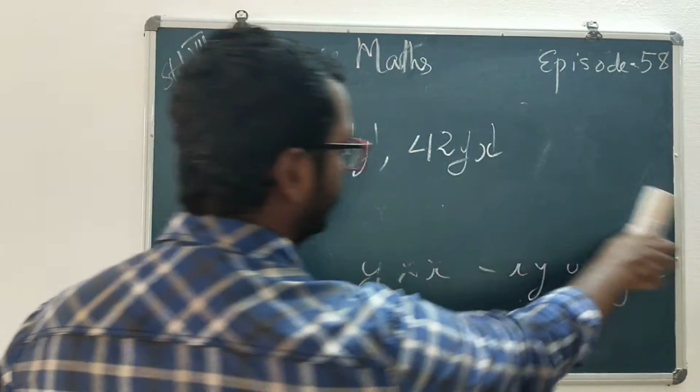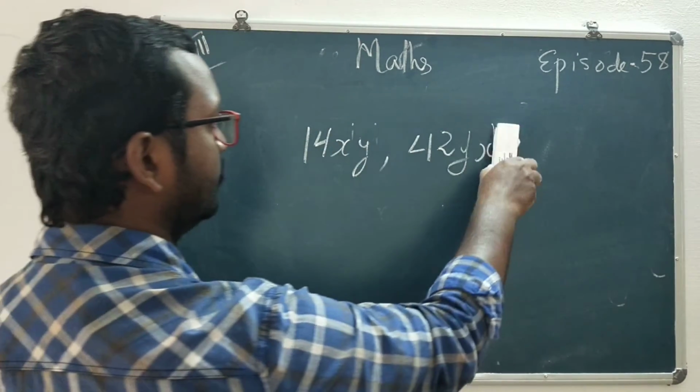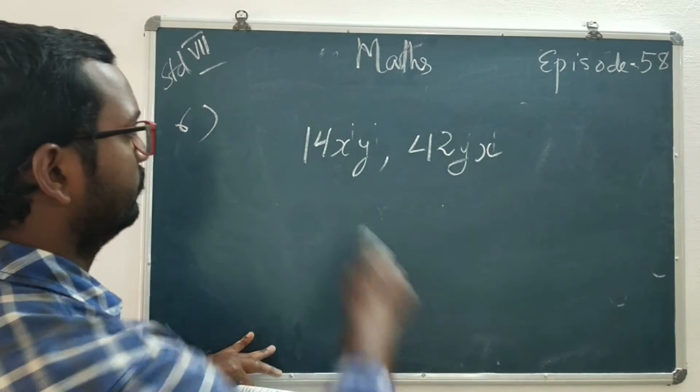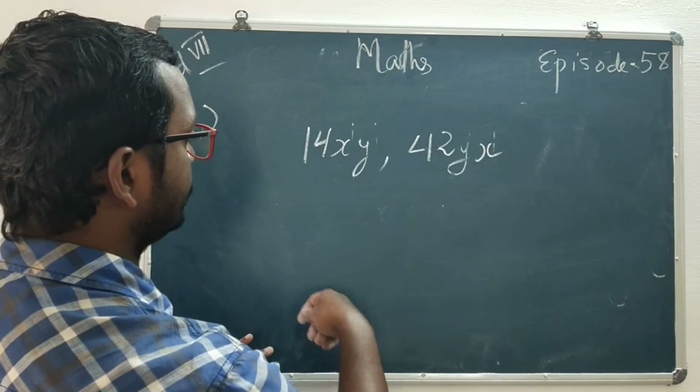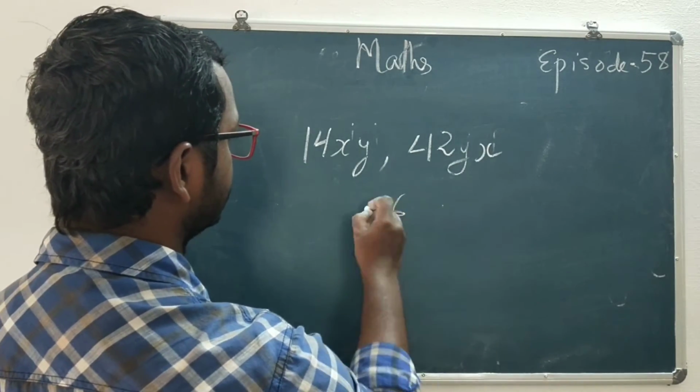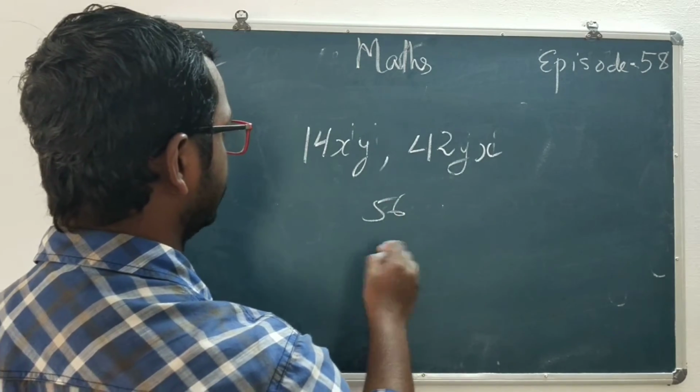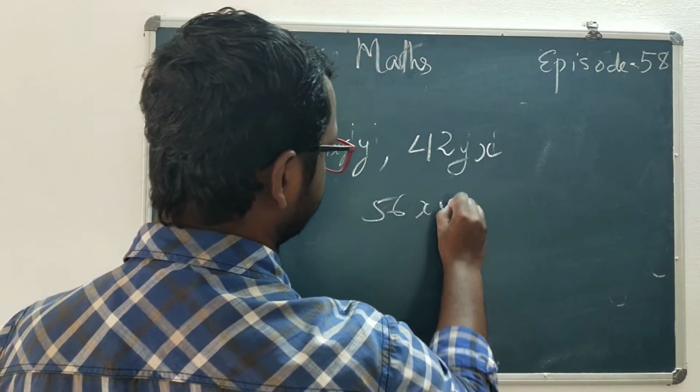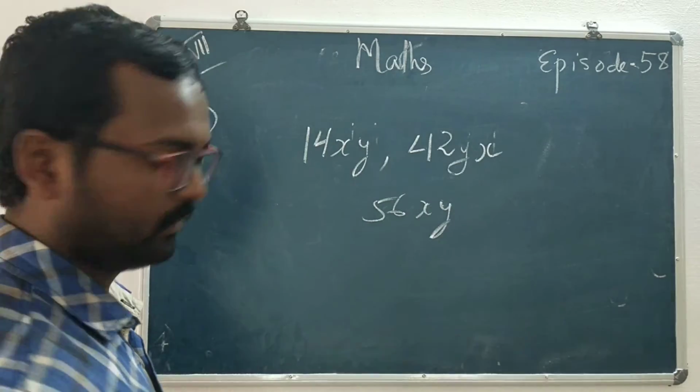Now if you do an addition of this, how much will we get? How much will we get if we do addition of these like terms? We will get, I think, 56: 14 plus 42 is 56, so 56xy. This will be our answer. Okay.